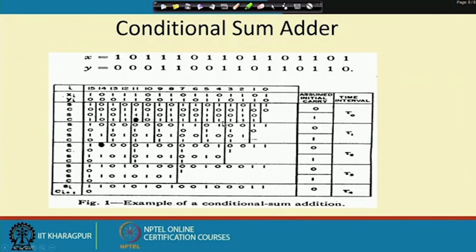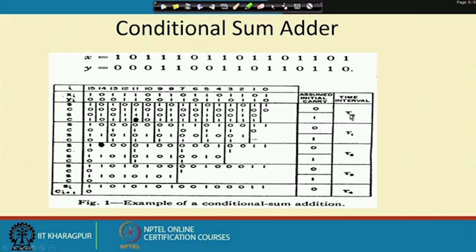If I take one example of how it computes, it will be much easier for you. This is considering a 16 bit addition operation, where the x value is this one and the y value is this one.